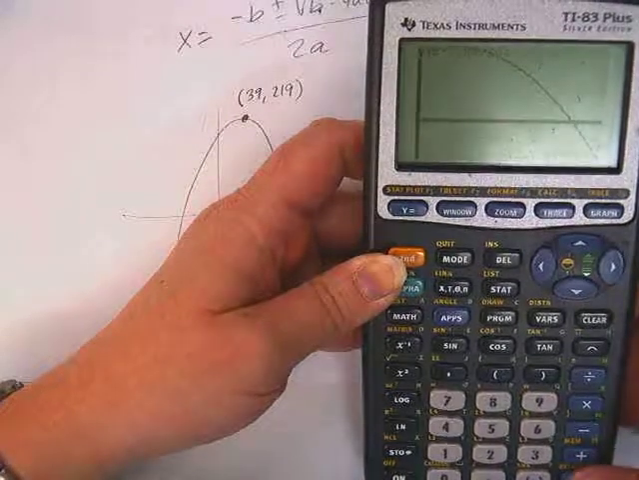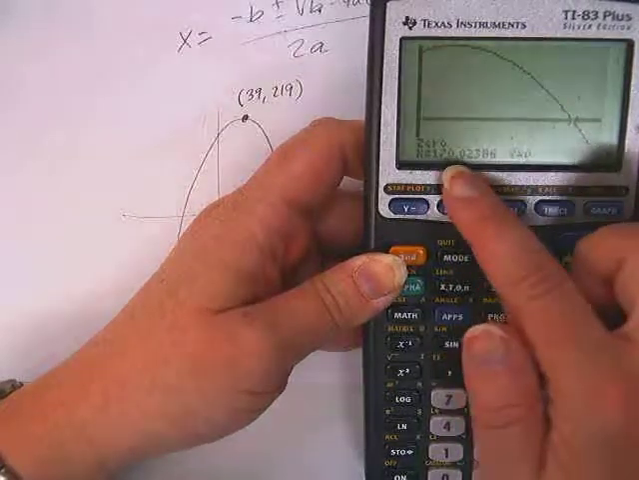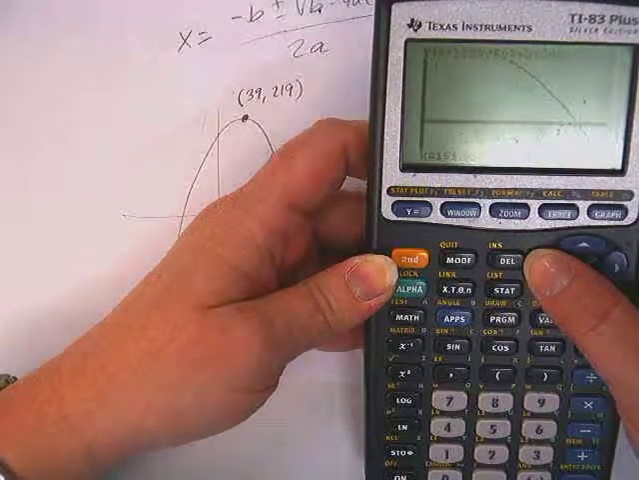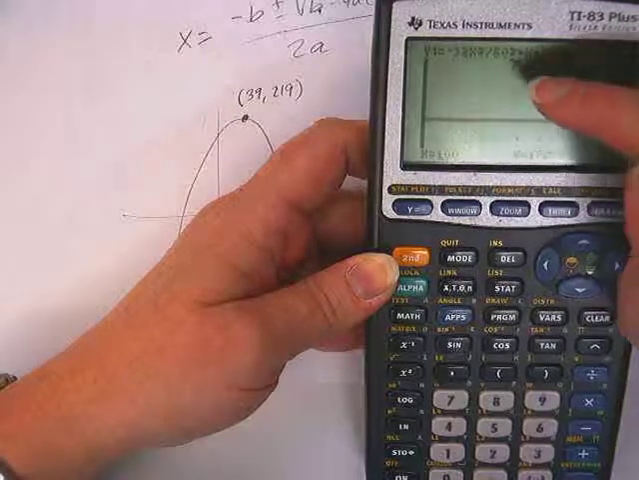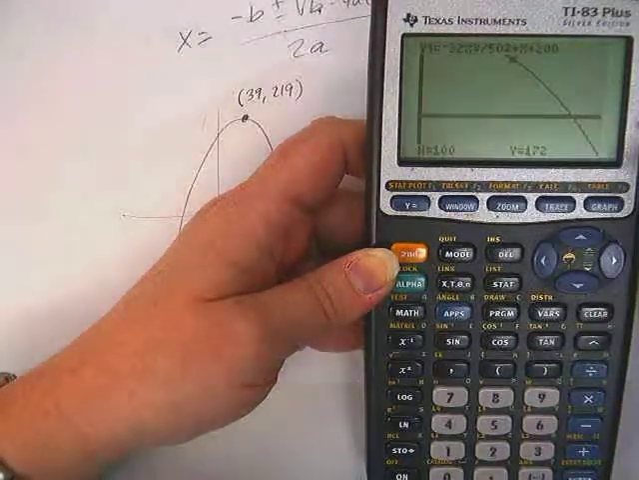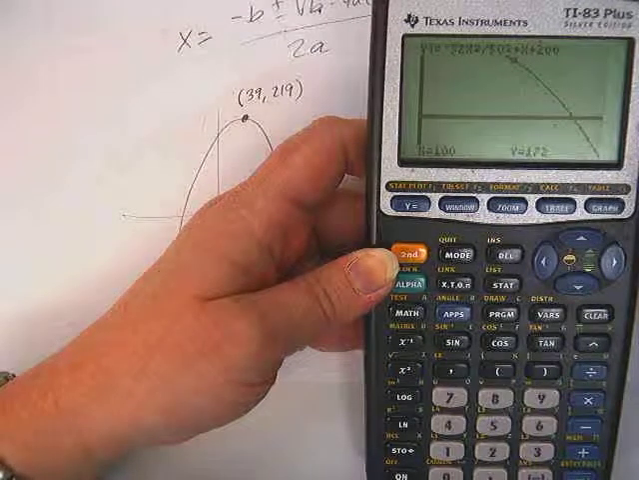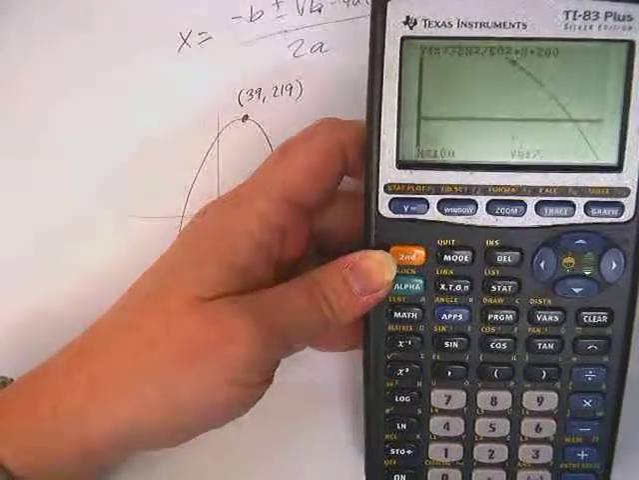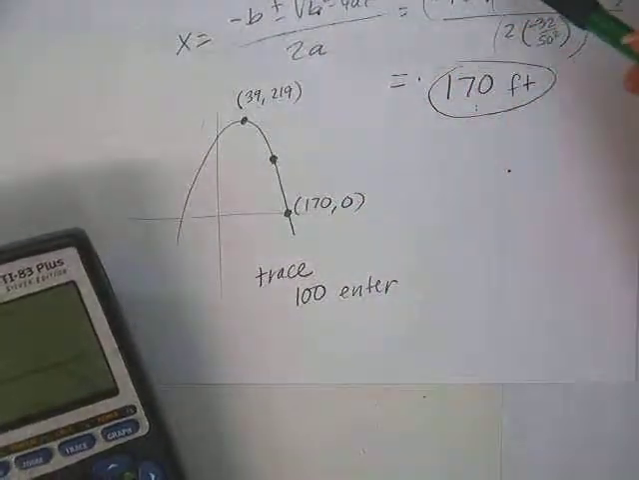Okay, so I want my cursor to be on the left side of the x-intercept. Hit enter, put my cursor on the right side of the x-intercept. Hit enter again. So our x-intercept is at 170, okay? Then you just hit the trace button, that just puts your cursor on the graph, and just type in the number 100 and hit enter. And it jumps right to the number 100, which is located at what y value? 172.